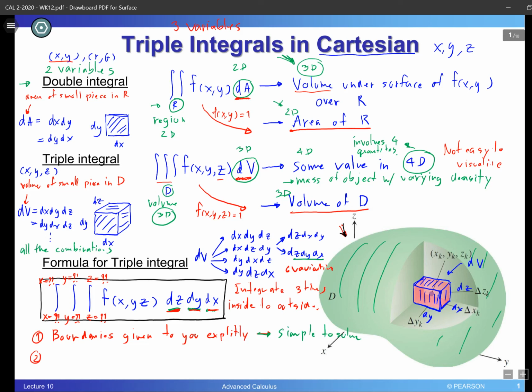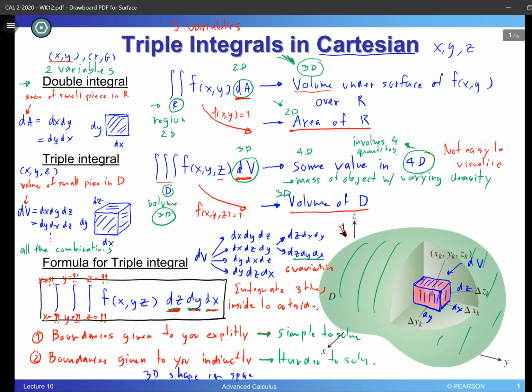Basically, boundaries given to you indirectly as a shape in the space. So this is going to be a 3D shape, as a 3D shape in space. Okay, and this is going to be harder to solve. Okay, and we are going to look into the examples of both scenarios.